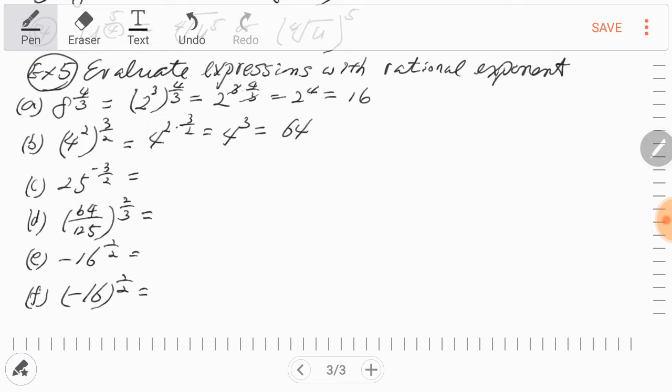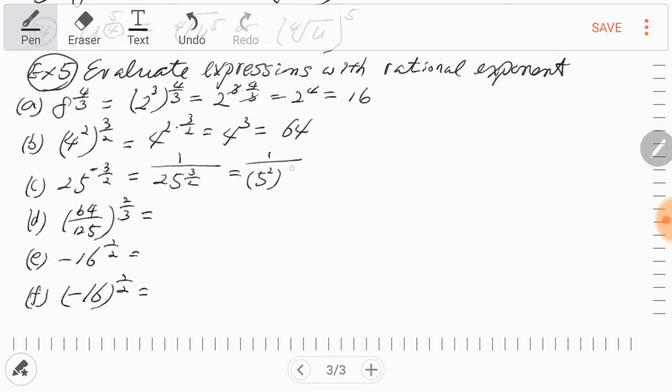Next one. The exponent is negative, so we can move this whole exponential form to the denominator. So 1 over 25 to the 3/2. And 25 is 5 squared.